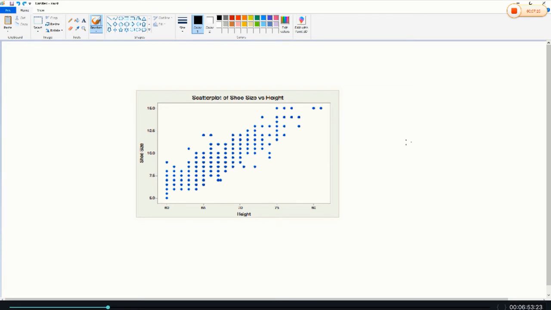So, form. That is whether or not a scatter plot is linear or nonlinear, which also means whether it's linear or curved. As you can see right here, we would assume that this is linear because it does not look like a curve and it looks more like a linear line.